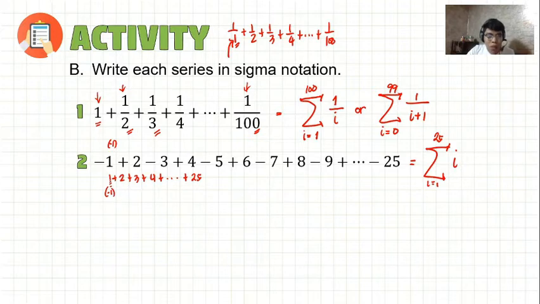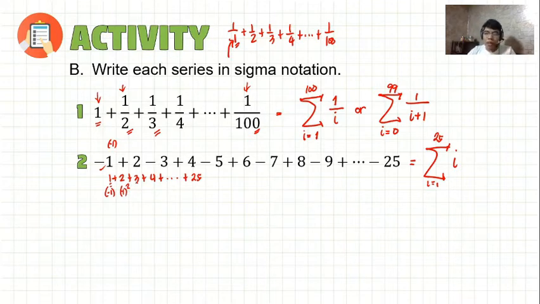So negative 1 times 1 is negative 1. So I get this. Now, what will you multiply to 2 to get positive 2? I will just multiply by 1 so the result is still 2, positive. Now, take note, 1 is just equal to negative 1 raised to 2. Negative 1 raised to 2 is positive 1. So I will still get 2 if I multiply it by negative 1 raised to 2.